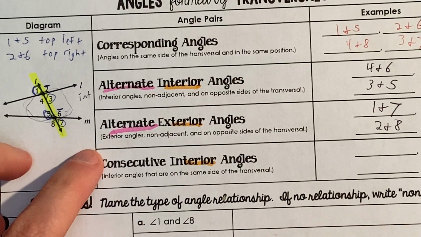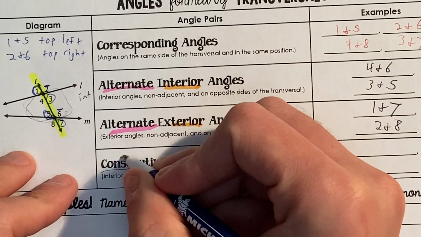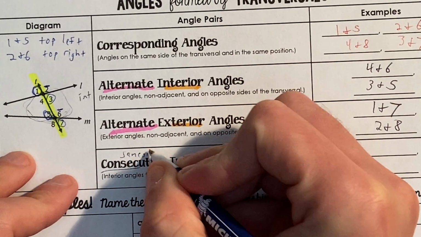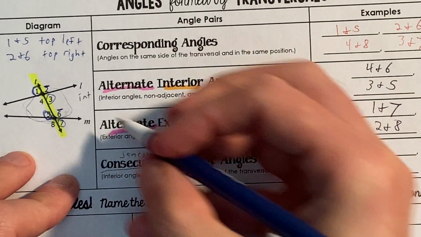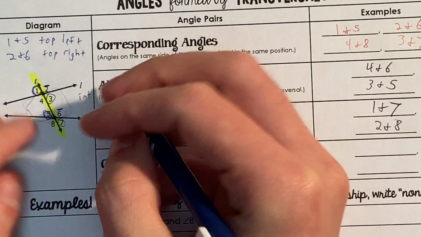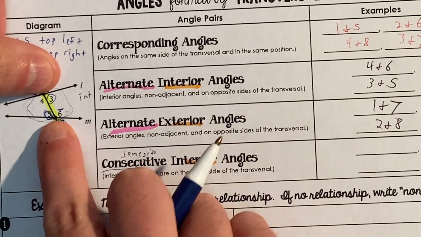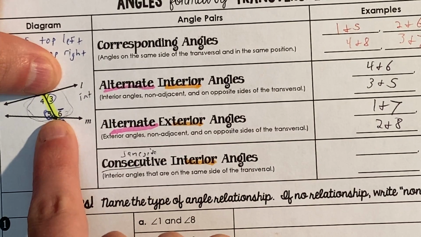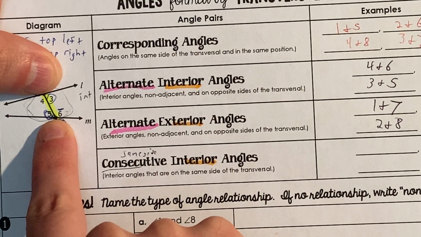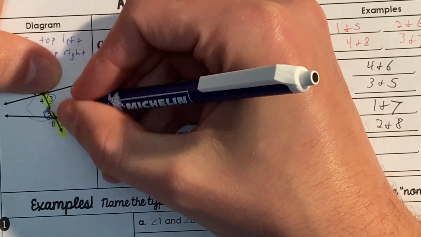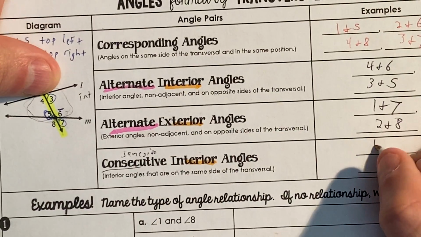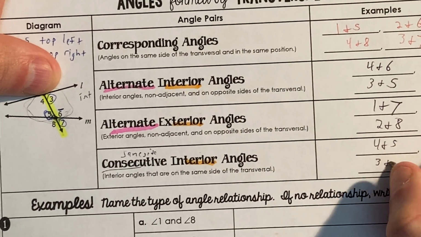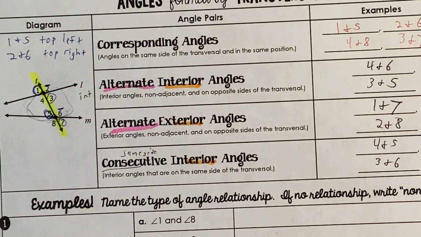And then consecutive is the whole same side on the interior. So once again, this is the interior. So ignoring these, this is the interior, and consecutive means the same side. So that would be 4 and 5, and 3 and 6. There we go.